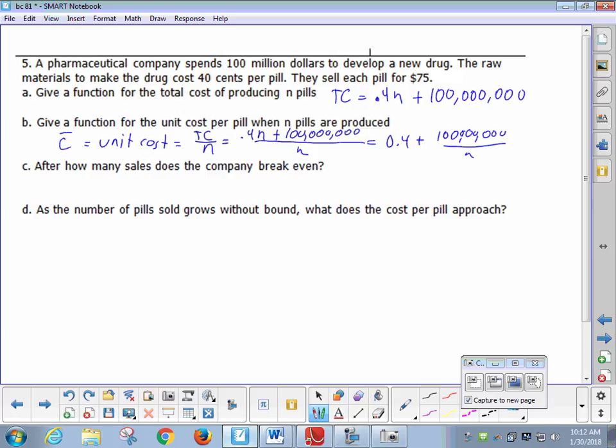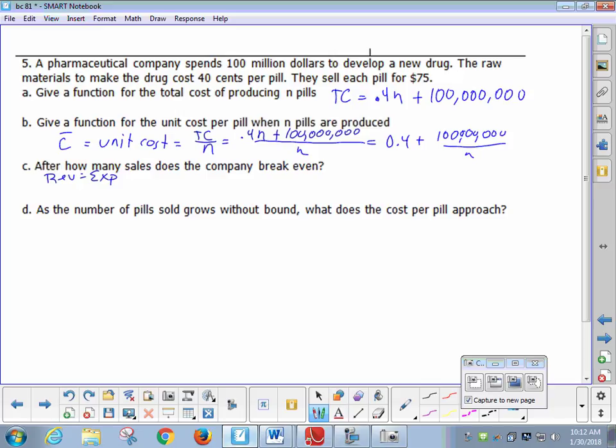After how many sales does the company break even? There are some misstatements of vocabulary here. Does that mean profit equals expenses? No, it means profit equals 0. It means what equals what? Revenue equals expenses, okay? Profit is the difference between revenue and expenses. You will be breaking even when your revenue equals your expenses.